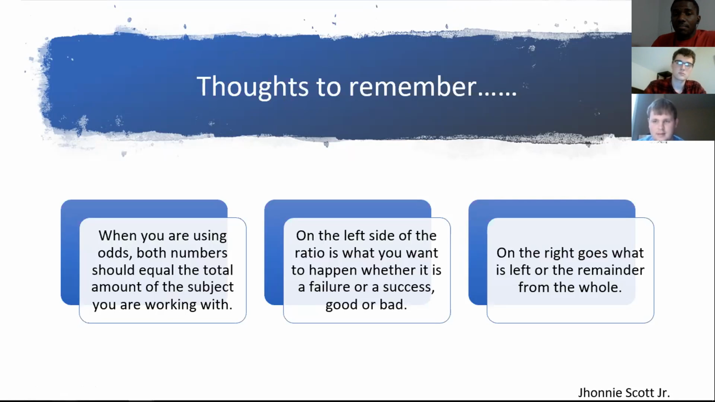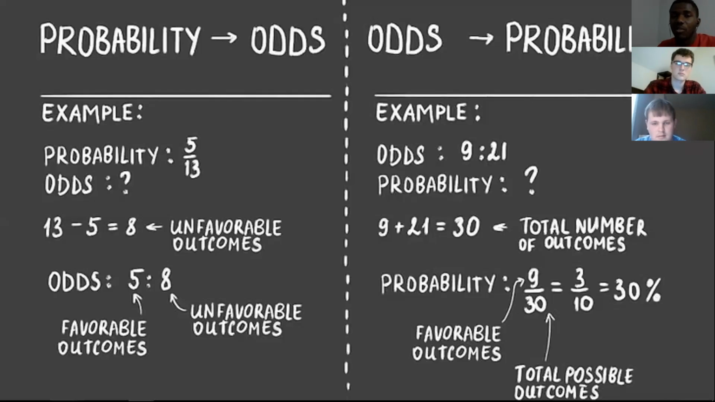On the left side of the ratio is what you want to happen, whether it is a failure or a success, good or bad. And then on the right goes what is left over, or the remainder from the whole number that you are working with. Now, over here we have probability to odds. This just shows you how probability is connected with odds, and if you wanted to use them vice versa, you can do that.